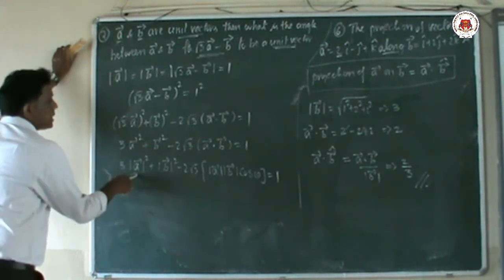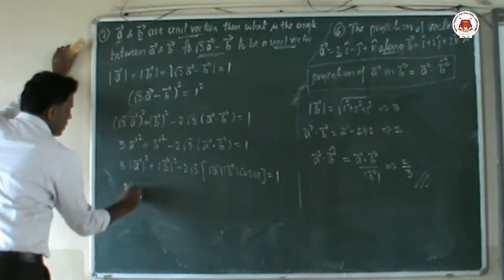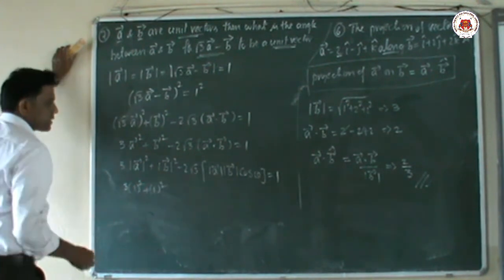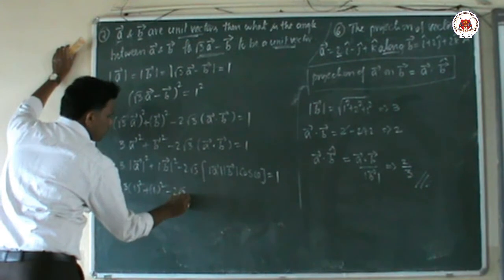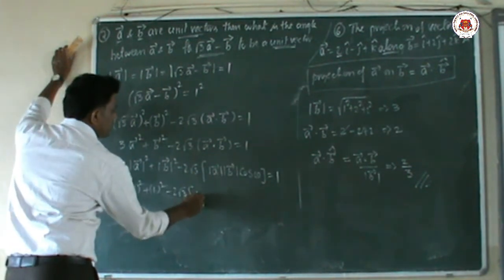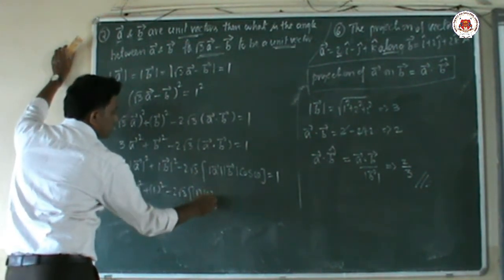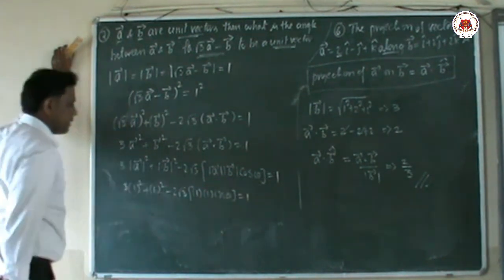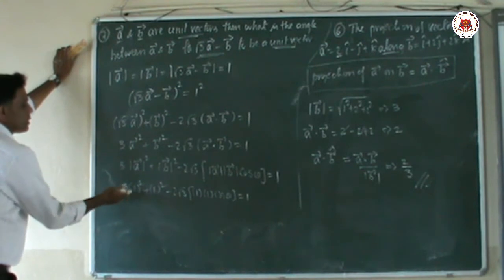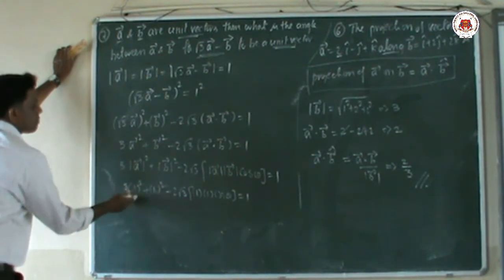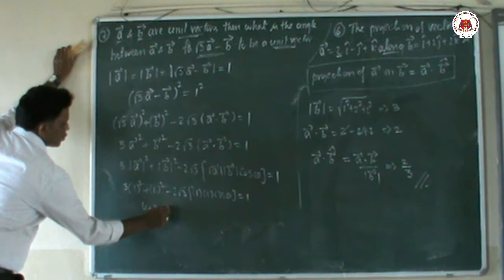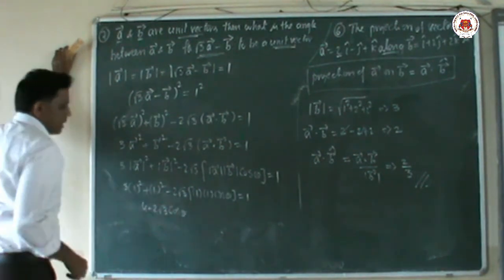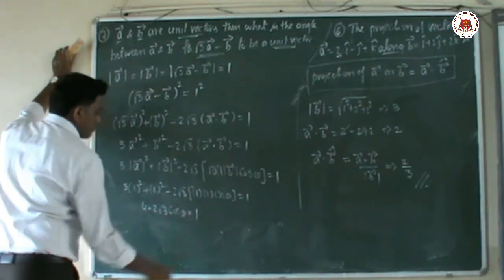Already we know the mod A value is 1, so 3 into 1 square, plus the mod B value is also 1, so 1 square, minus 2 root 3. Here the mod A value is 1, and the mod B value is also 1, but cos theta, that angle, we don't know, is equal to 1. So 1 square means 1, 3 ones are 3, 1 square means 1, 3 plus 1 is 4, minus 2 root 3, 1 into 1 into cos theta, which is cos theta, minus 2 root 3 cos theta is equal to 1.